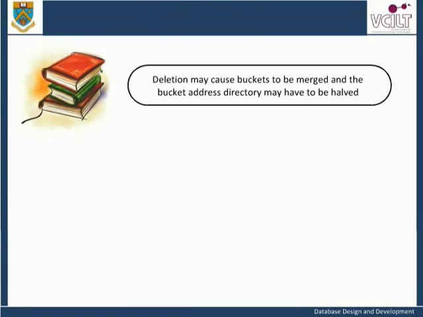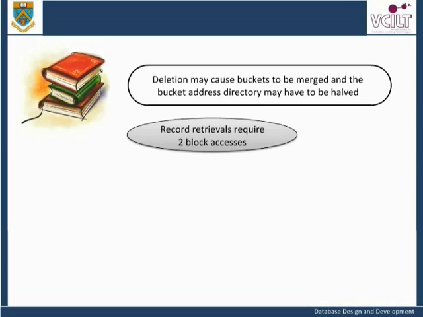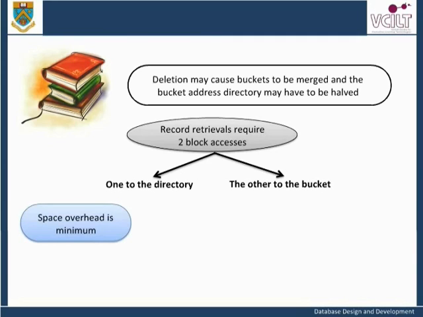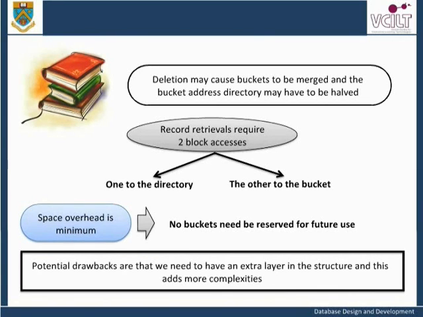Deletion may cause buckets to be merged, and the bucket address directory may have to be halved. In general, most record retrievals require 2 block accesses, one to the directory and the other to the bucket. Extendable hashing provides performance that does not degrade as the file grows. Space overhead is minimum because no buckets need be reserved for future use. The bucket address directory only contains one pointer for each hash value of current prefix length, that is, the global depth. Potential drawbacks are that we need to have an extra layer in the structure, that is, the directory, and this adds more complexities.